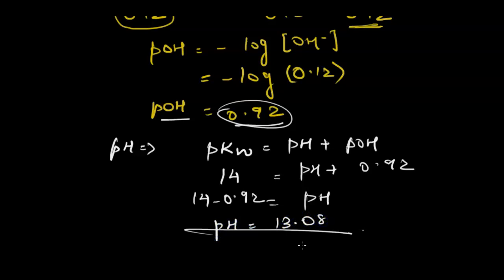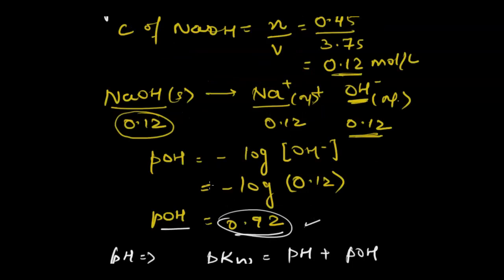This is how we find pH when we are given pOH, and these are the steps we use to find pOH, where we were given the number of moles of sodium hydroxide and the volume that we use to find the concentration of sodium hydroxide. From the concentration of sodium hydroxide, we are able to find the concentration of hydroxide ions.